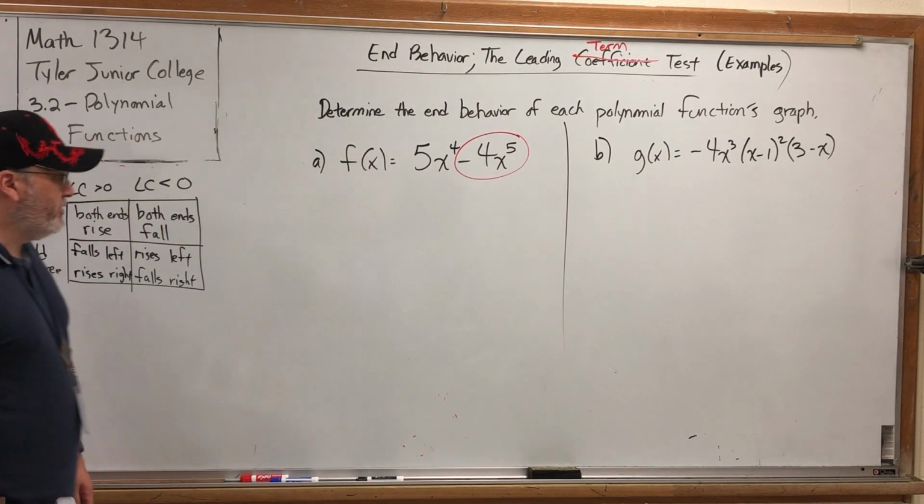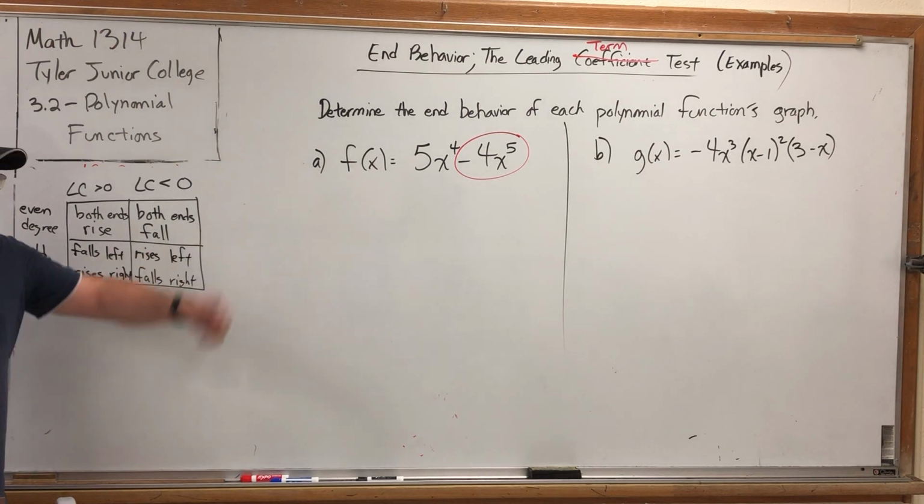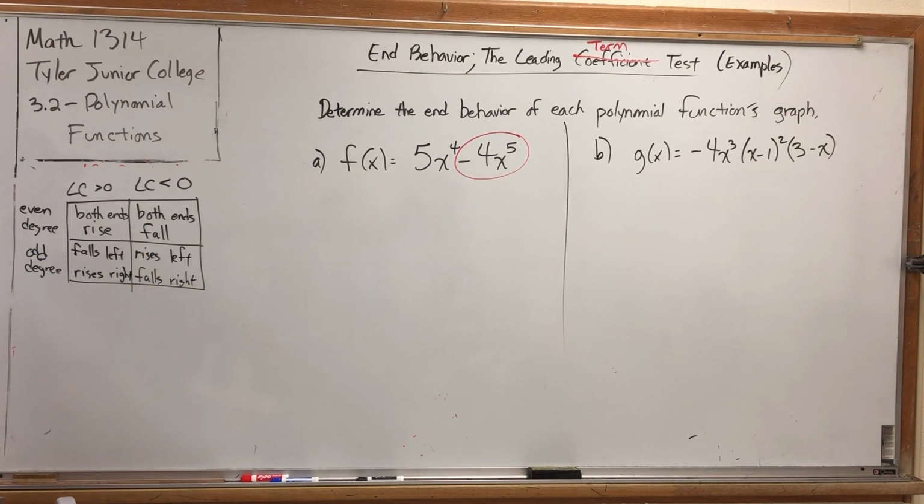And we can do one of two things. Locate the correct box or interpret the leading term's properties. If we locate the correct box, the leading coefficient is negative, the degree 5 is odd, so it rises left and it falls right.